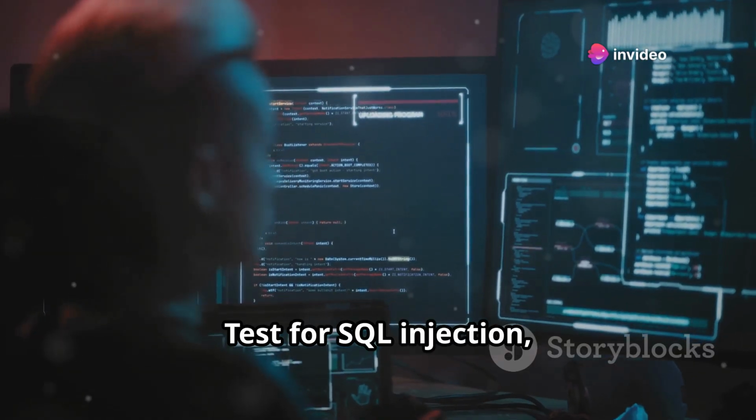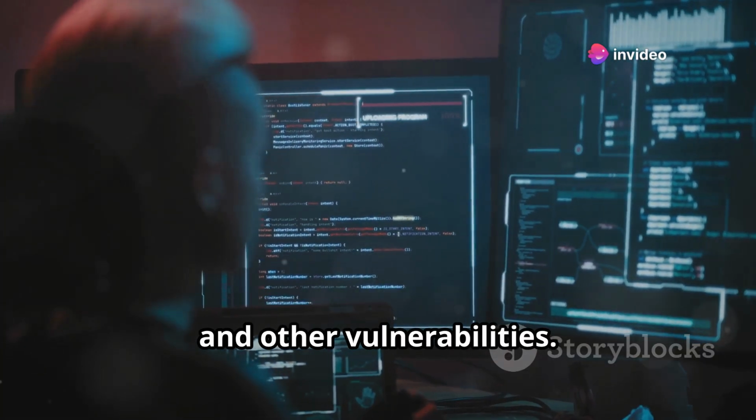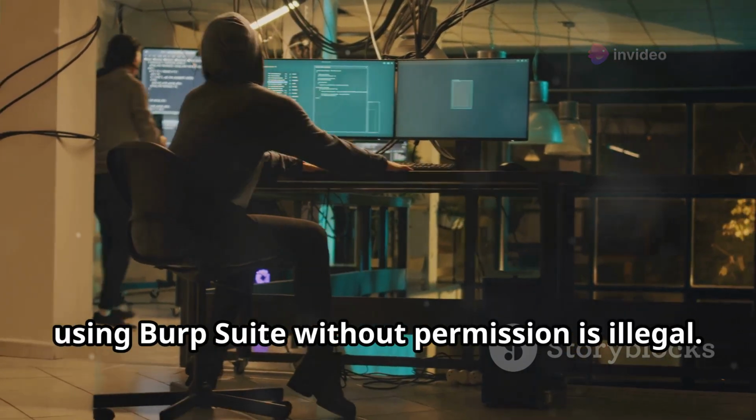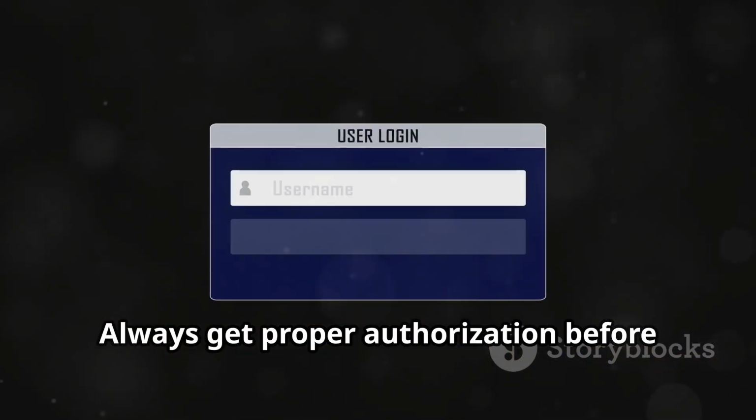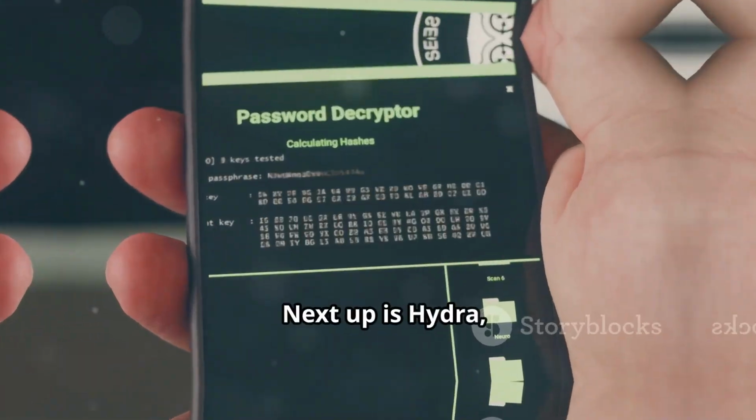Test for SQL injection, cross-site scripting, and other vulnerabilities. Remember, using Burp Suite without permission is illegal. Always get proper authorization before using this tool.